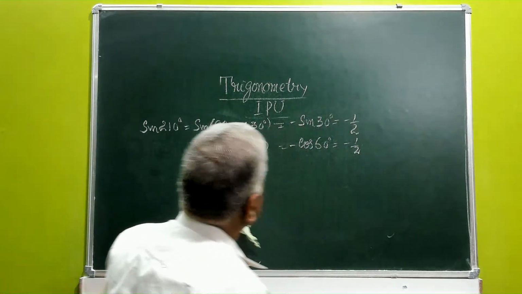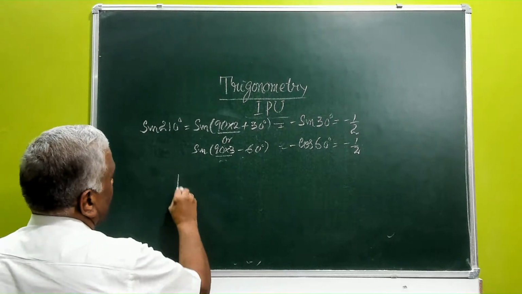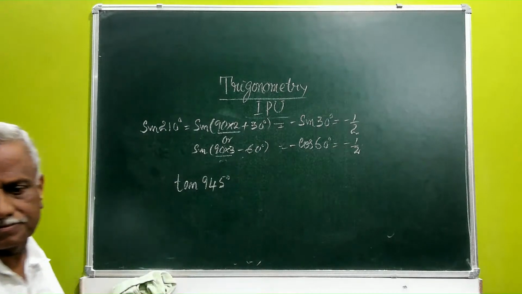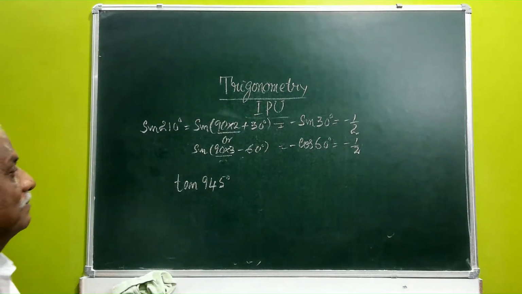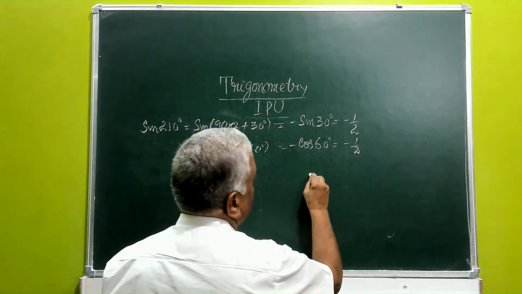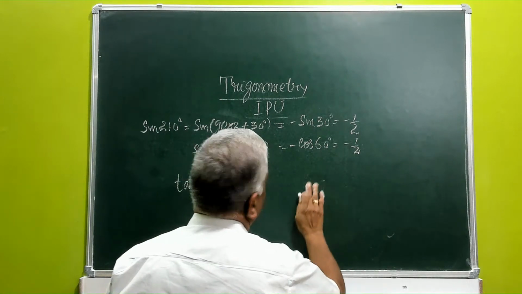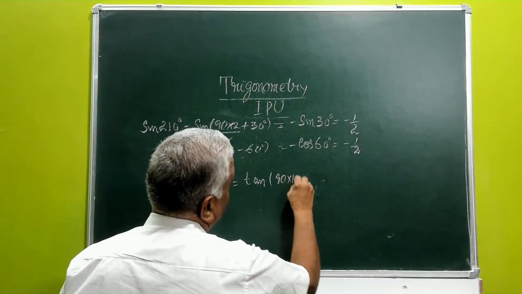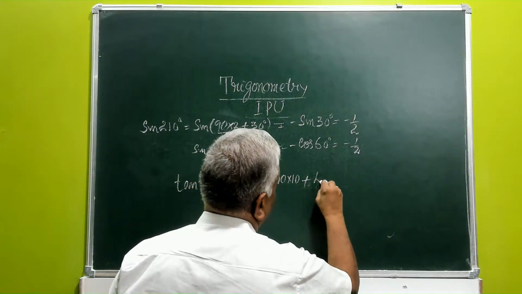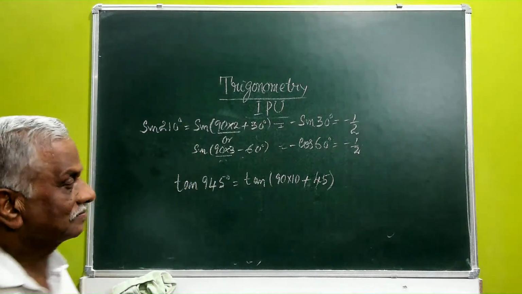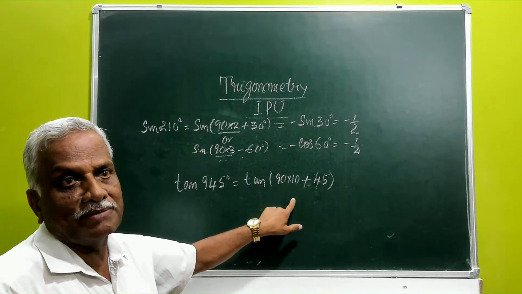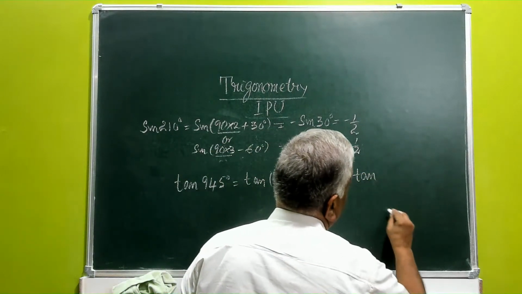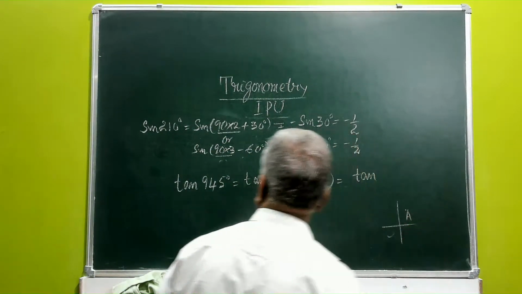Supposing you have to find tan of 945 degrees. Tan of 945 degrees you have to find. So what you should do is, you write 945 as tan of 90 into 10 plus 45. 90 into 10, it's an even multiple. So tan will not change. It remains as tan. Now you should decide which quadrant this will come.